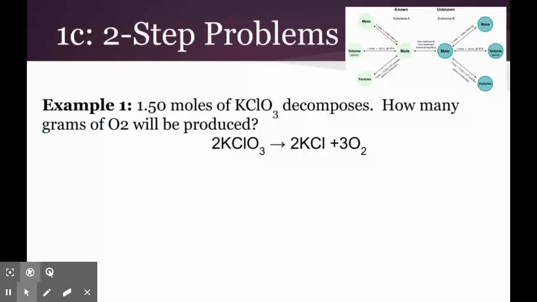Okay, so our first example for a two-step problem says 1.5 moles of KClO3 decomposes. How many grams of O2 will be produced? So we want to use Mole Island to help us. You need to first figure out where you're starting. So if we have 1.5 moles of KClO3, that means we're starting at moles of our known substance. And the question is asking us for how many grams of O2. So that is going to be mass of our unknown compound. So we need to first start by going from moles of KClO3 to moles of O2. That's going to be step 1. And then from moles of O2 to grams of O2. And that's step 2. So go ahead and write your given information.